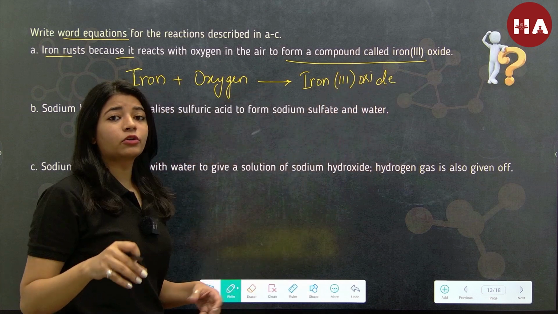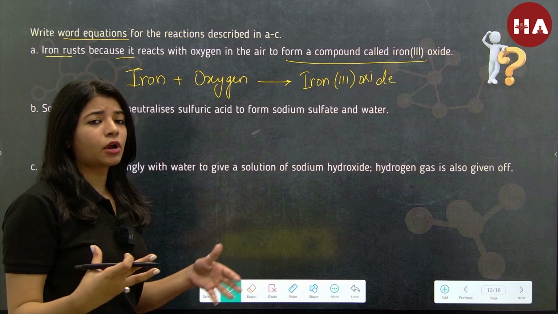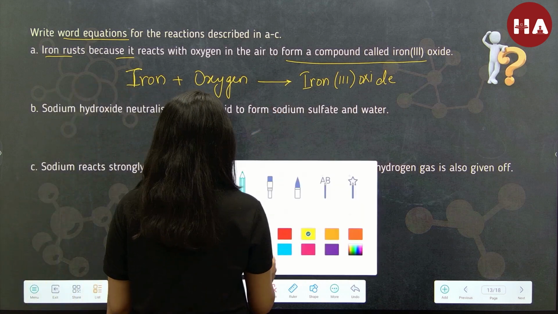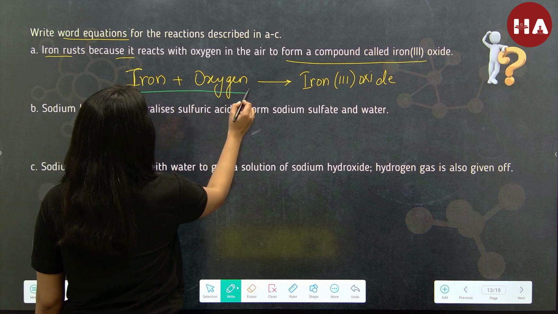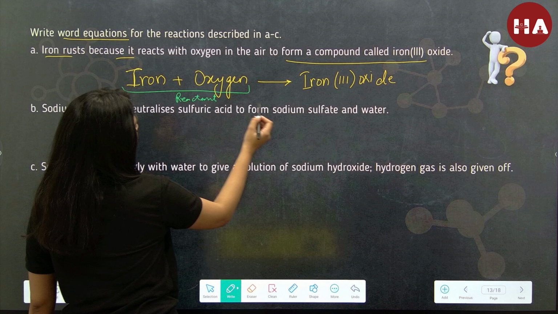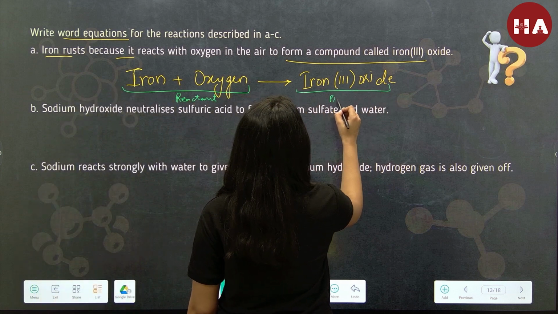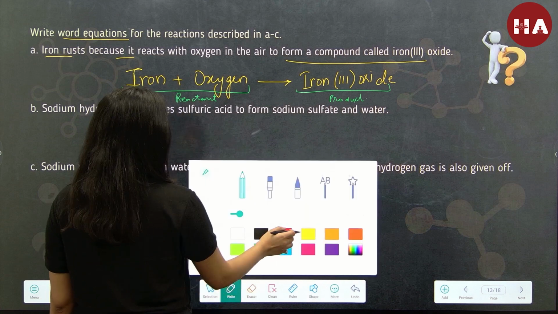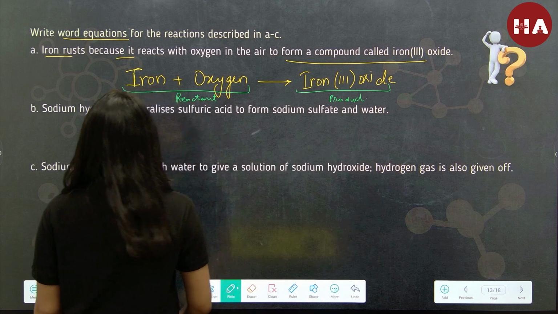It means iron 3 oxide is a product, and we write the product to the right of the arrow. We know that these are reactants. They react together to form a product. This is the product. So this is your correct answer for the first question. Now let's move on to next.